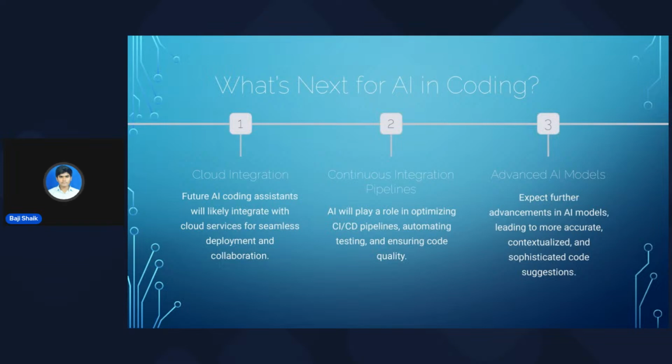AI will play a role in optimizing the CI/CD pipelines, automatic testing, and ensuring the code quality. Nowadays, code maintenance is a very crucial role, maintaining code quality while we do our work. So that is where the AI is used.